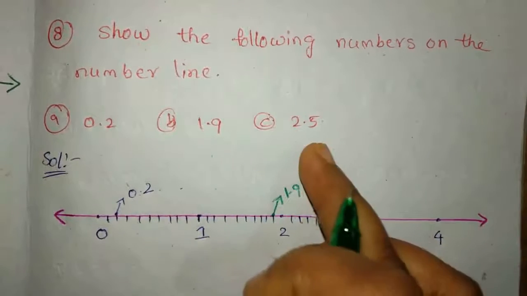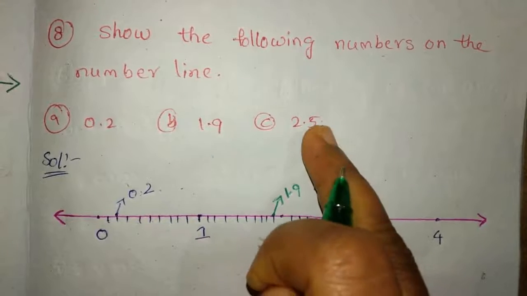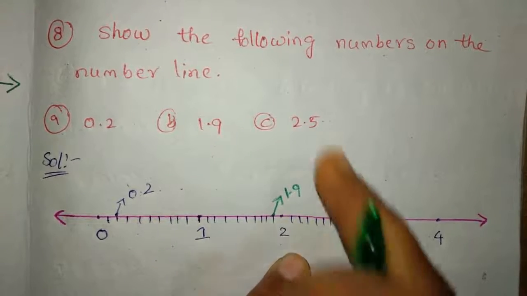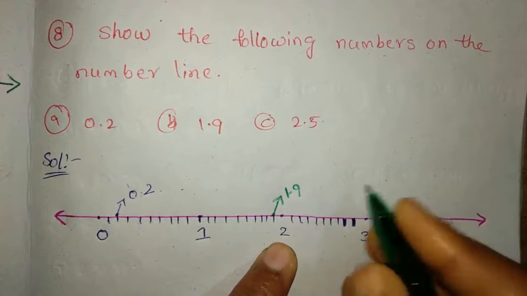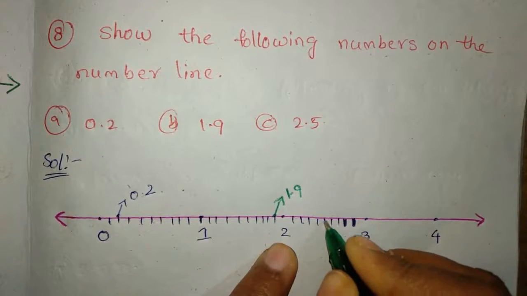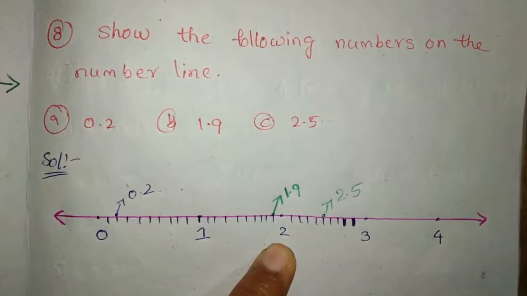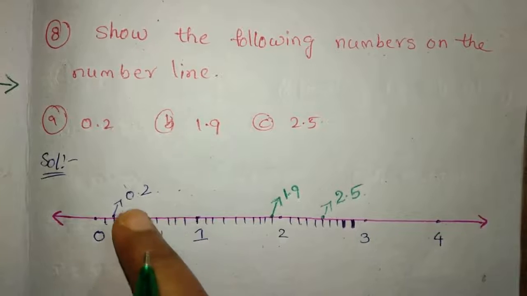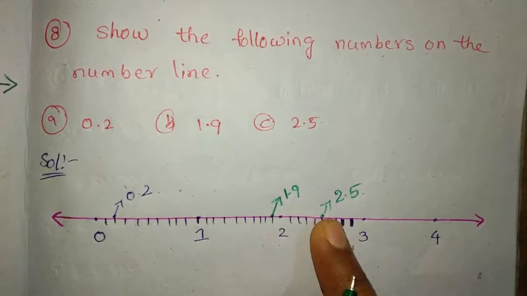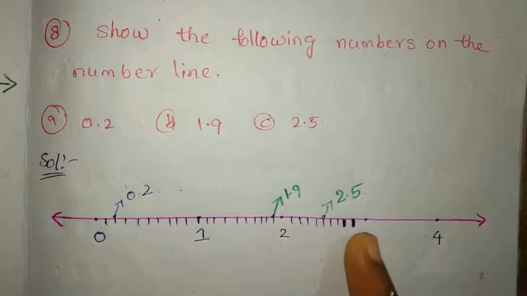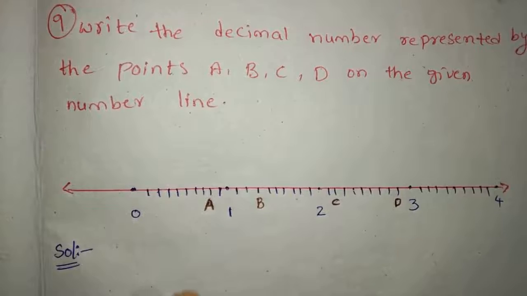Now the third one, that is 2.5. So 2.5 lies between 2 and 3. Now we want the fifth part out of 10 equal parts, that is 1, 2, 3, 4, 5. So this represents 2.5. Okay, this represents 0.2, 1.9, and this represents 2.5.